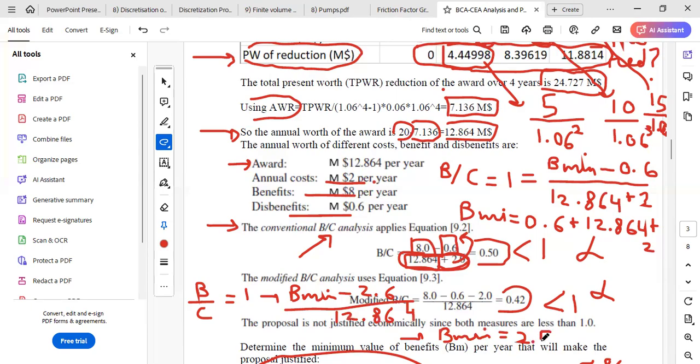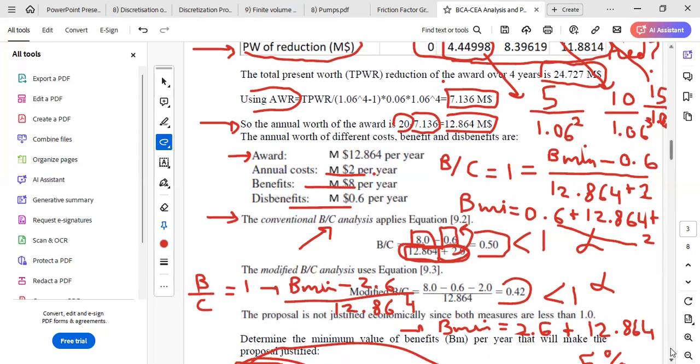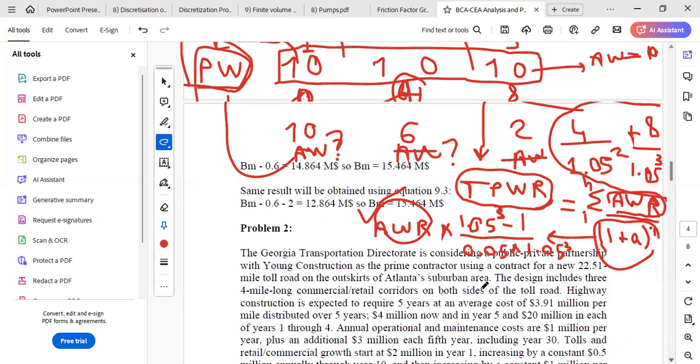That's why we say we have different approaches to calculate the ratio, but in the end all conclusions will be the same, because both cases will give the same value of B minimum. The summation of these two is 2.6, so it's completely equivalent. From both approaches, the minimum benefit required to make this project profitable is to gain $15.464 million as benefits for society. Any question on this problem?